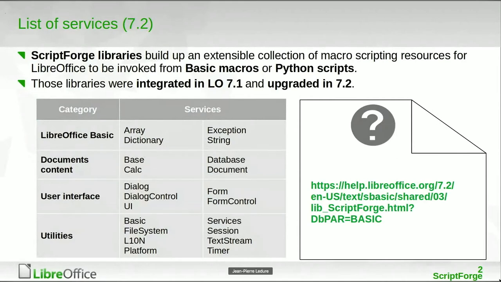ScriptForge is a set of 21 services, each having a collection of methods and properties, as you heard already, for a total of above 400 methods and properties. The total number of lines of code in 7.2 is plus or minus 33,000, of hopefully well written and readable code. The services here are presented in functional categories.